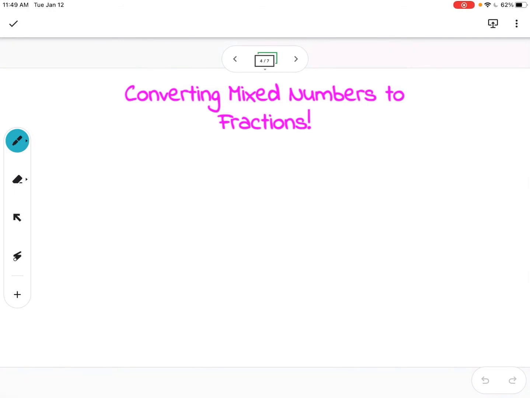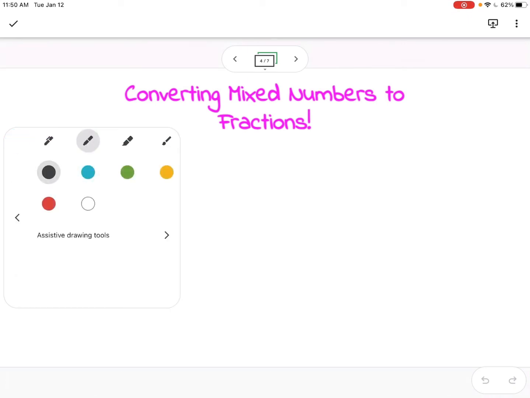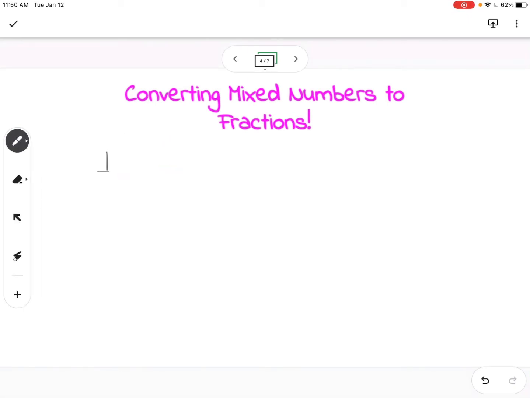Now that we've talked about multiplying fractions, let's talk about converting mixed numbers to fractions. So on top of multiplying fractions, we will also be multiplying fractions and mixed numbers. So it's really important for us to know how to convert mixed numbers to fractions so that we can successfully do that. So let's give an example here. What if we were multiplying 1/2 times 2 3/4?